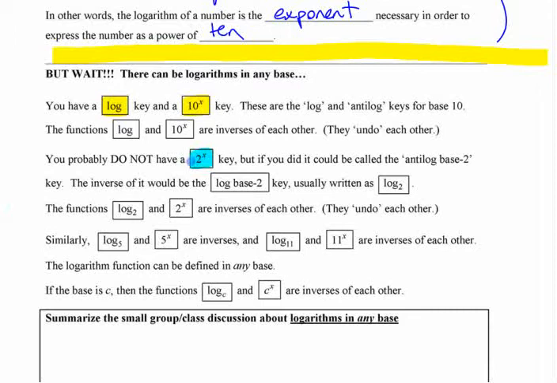You don't have this key, and you don't have this key. Those would be inverses of each other, right? This thing up here I just called the logarithm key, but really it should be called the log base 10 key. Because when you look at the logarithm key, it says nothing about it being base 10, but this one does. It shows you that the base is 10. Really, you could write it as log with a little tiny 10 down here to say that's what base it is, that's the number we're using as the base.